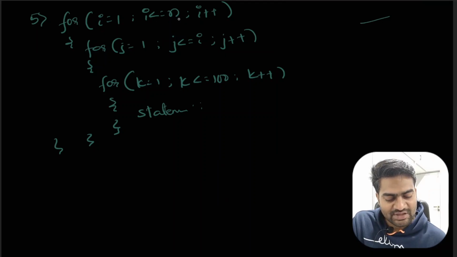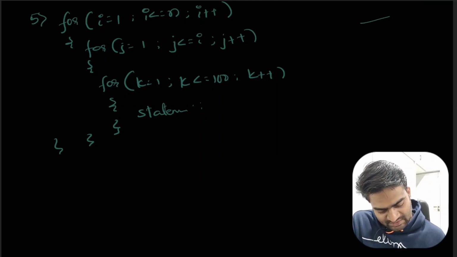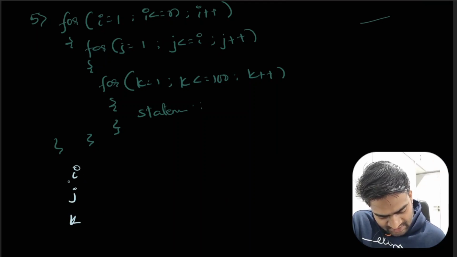So whenever i becomes n, this particular loop runs for n times. Now if you see the third loop, it starts from 1, it runs until k is less than or equal to 100, and k is getting incremented by 1. So it means it runs 100 times. Let us try to compute the time complexity for these loops i, j, k.